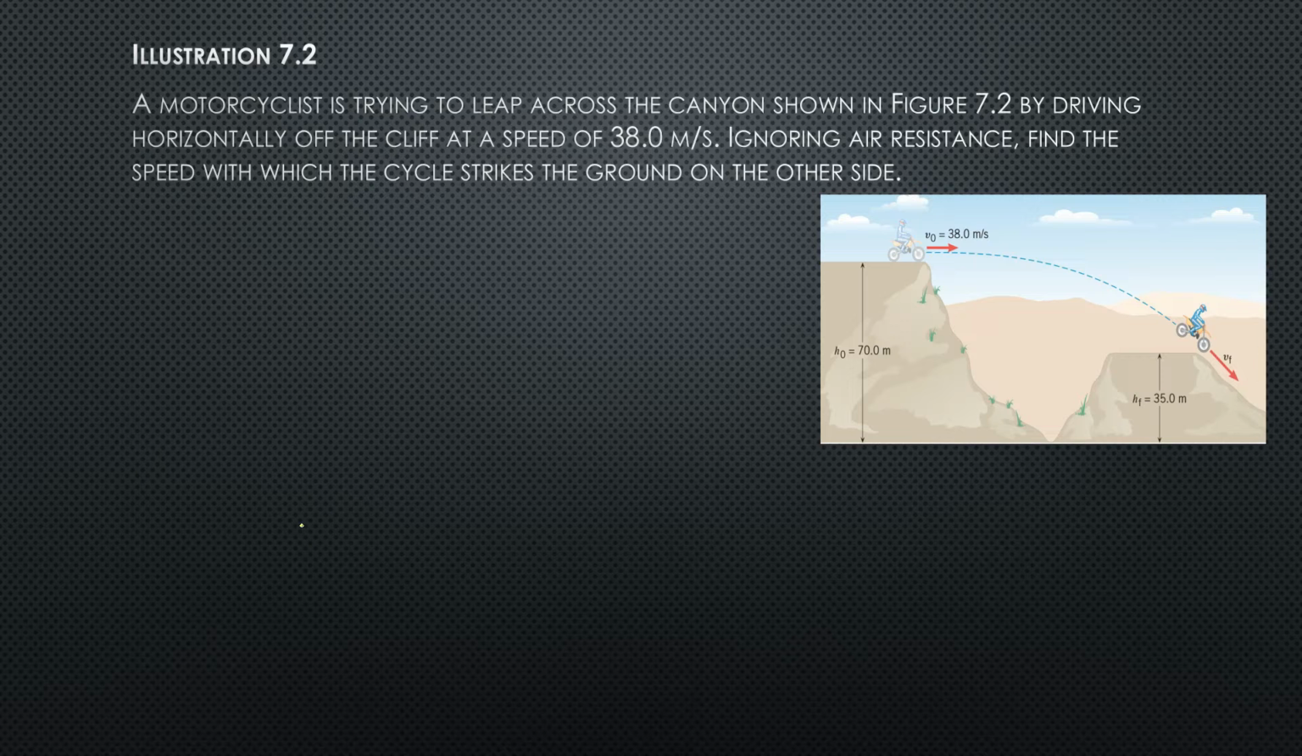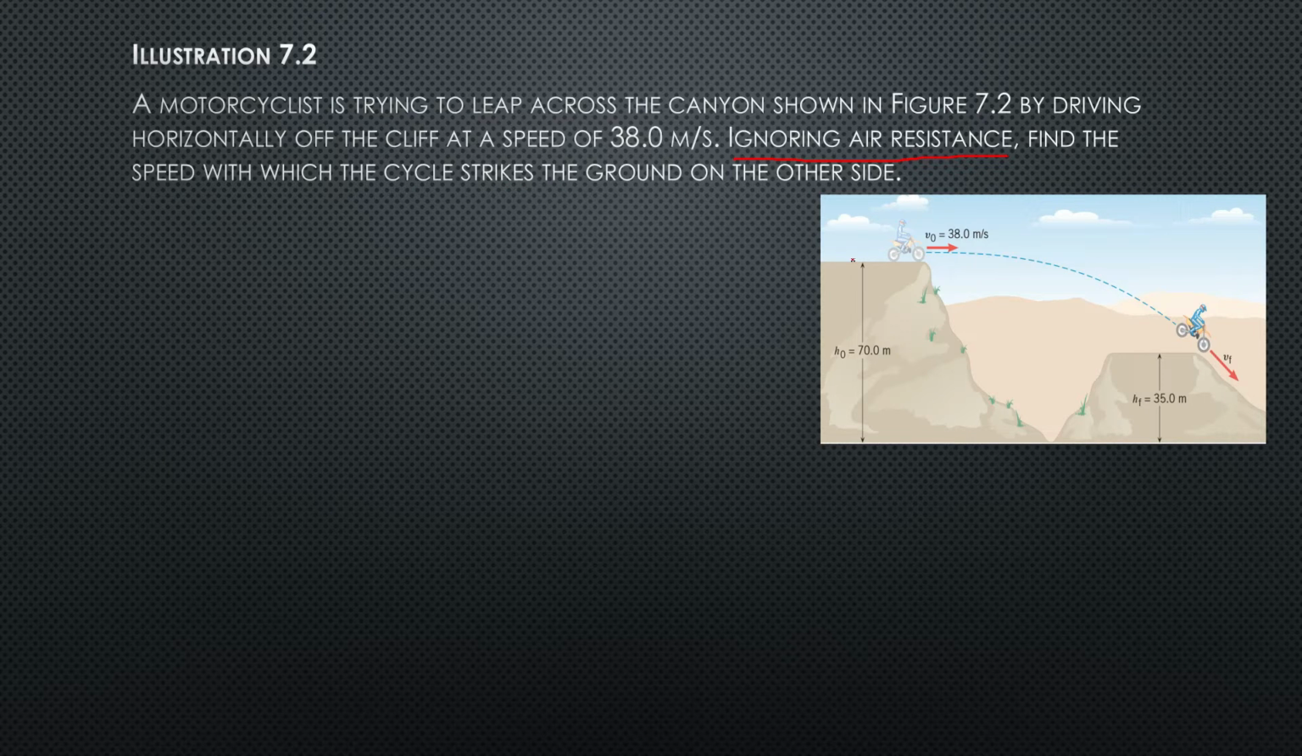Illustration 7.2. A motorcyclist is trying to leap across the canyon shown in figure 7.2. So this is the motorcyclist, trying to leap across the canyon, driving horizontally off the cliff at a speed of 38 meters per second. Ignoring air resistance, find the speed with which the cycle strikes the ground on the other side.